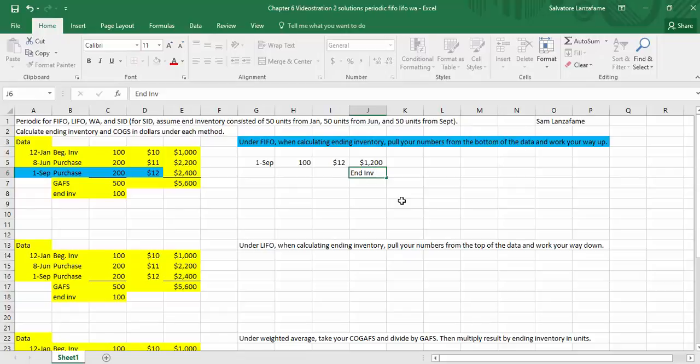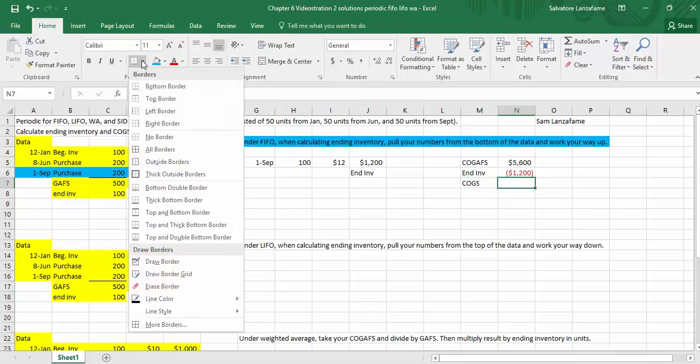So to calculate our cost of goods sold, we have this little format that we want to use. We'll take our cost of goods available for sale, which is the 5,600, and we now want to subtract out the ending inventory result that we just computed a minute ago, 1,200. And then we subtract the ending inventory from the cost of goods available for sale, and we will end up with our cost of goods sold results.